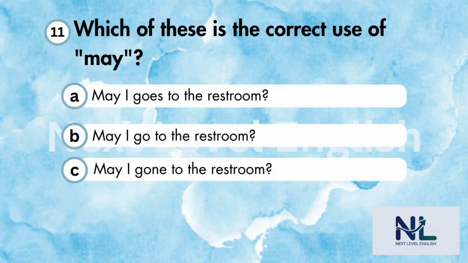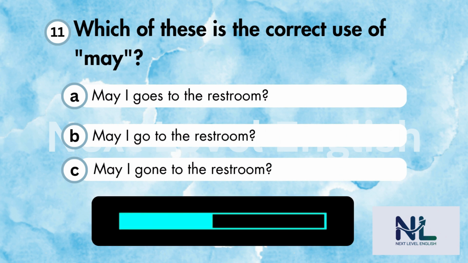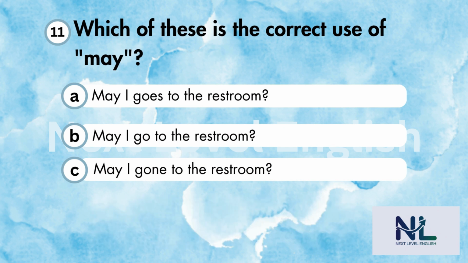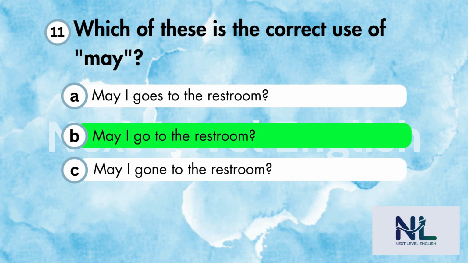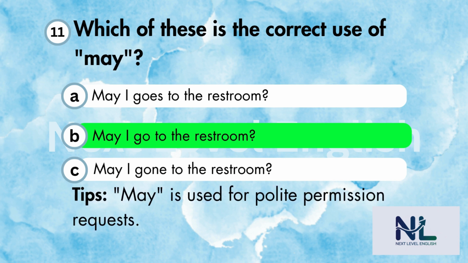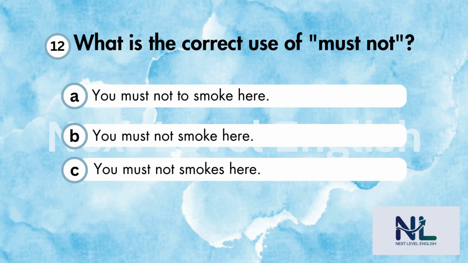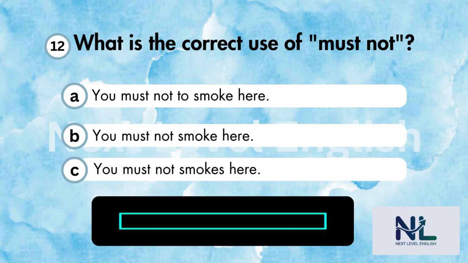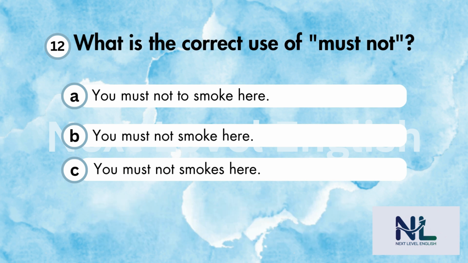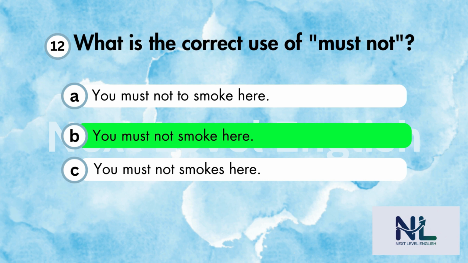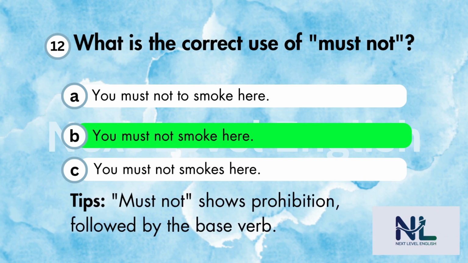11. Which of these is the correct use of may? May I go to the restroom? Tips: may is used for polite permission requests. 12. What is the correct use of must not? You must not smoke here. Tips: must not shows prohibition, followed by the base verb.